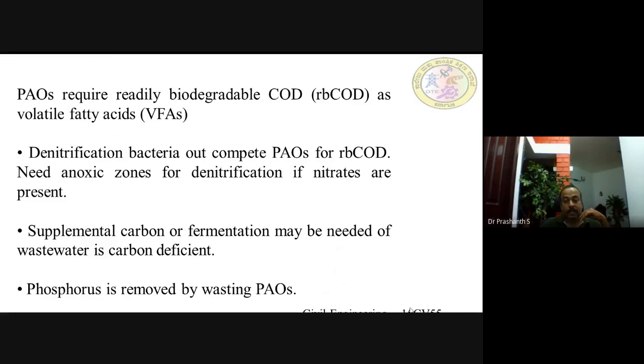Denitrification bacteria outcompete PAOs for RBCOD, so we need anoxic zones for denitrification if nitrates are present. Supplemental carbon or fermentation may be needed if the wastewater is carbon deficient. Phosphorus is removed by wasting PAOs.